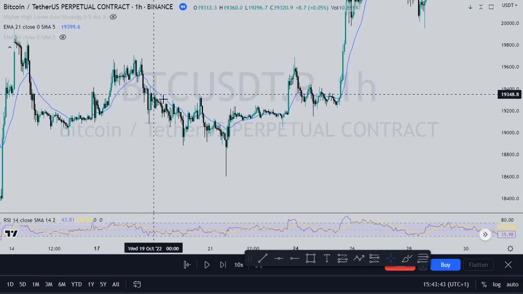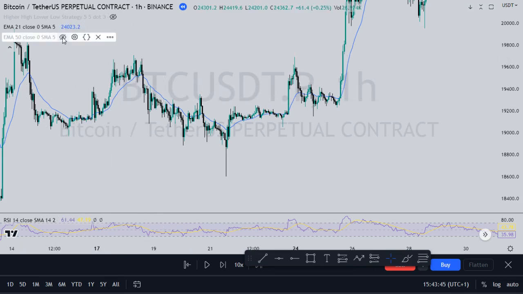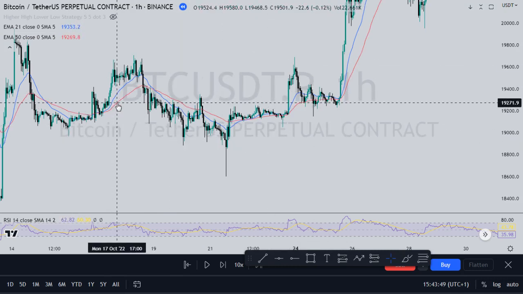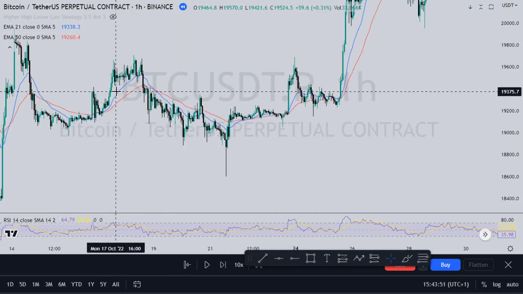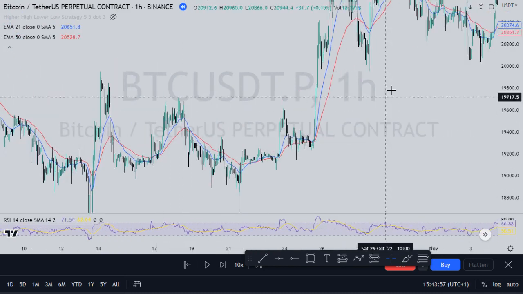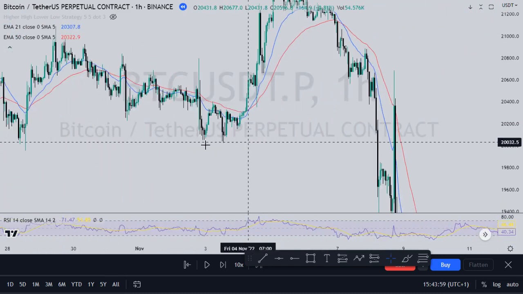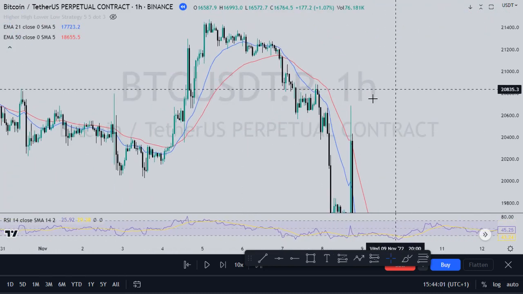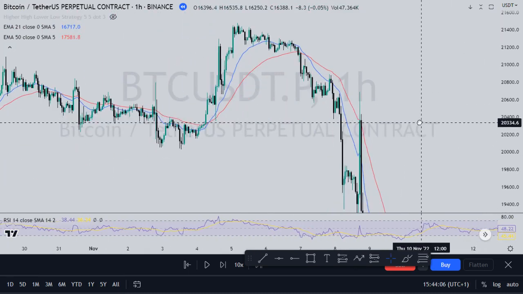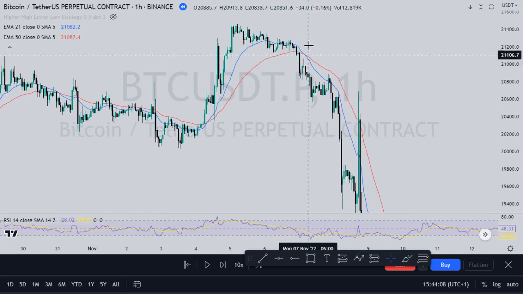For example, now I have my 21-day moving average. Let me quickly bring out my 50-day moving average and show you what I mean. My 50-day moving average is in red. My 21-day moving average is in blue. Let me show you where price crossed over, to signify a death cross, which means that price has started trending down. Some people use it as their strategy for entering into a trend.